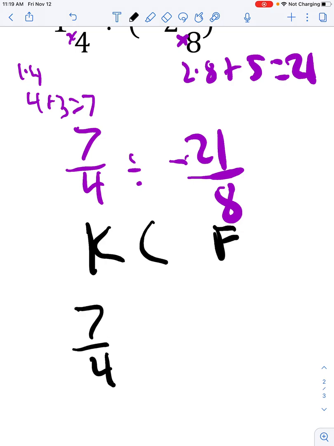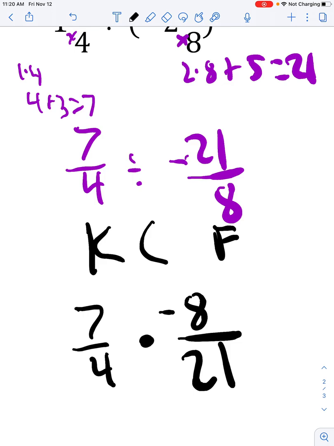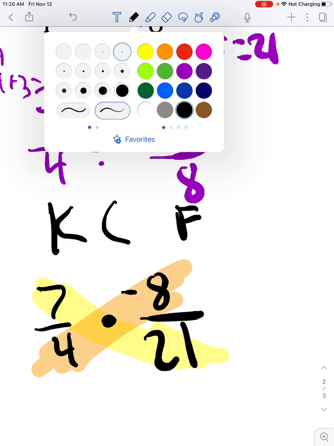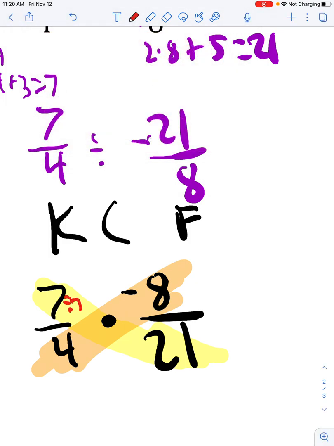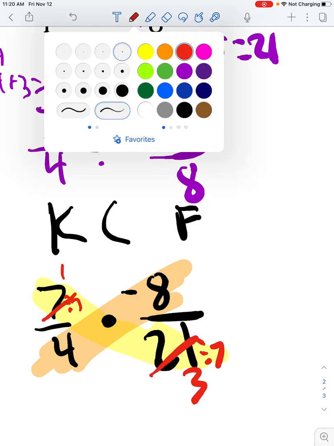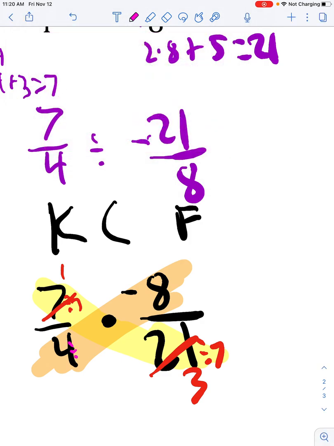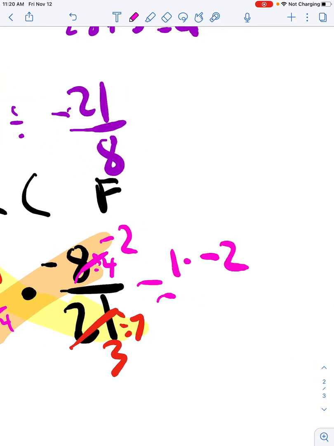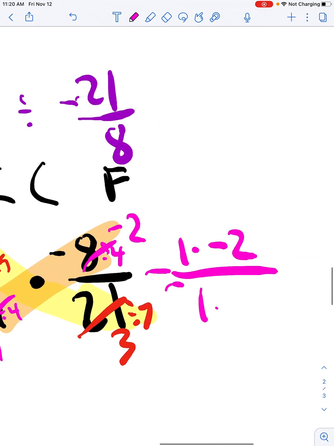So I'm going to keep, change, flip. Keep 7/4, change division to multiply, and flip 8 over 21. We're going to look diagonally. 7 and 21 both have a factor of 7. So this is going to be 1, this is going to be 3. 8 and 4 can be divided by 4. They both have factors of 4. This is going to be a negative 2.